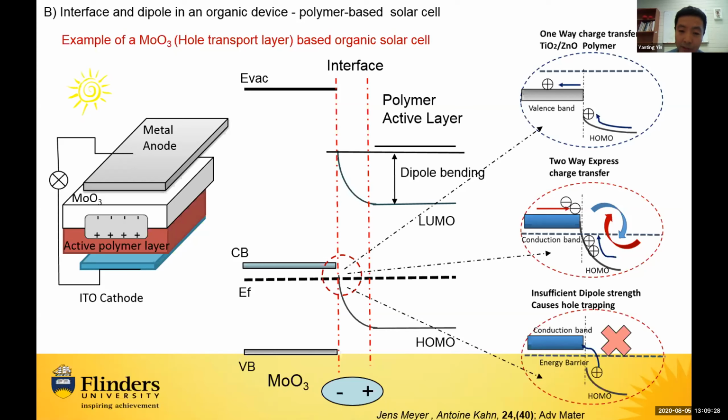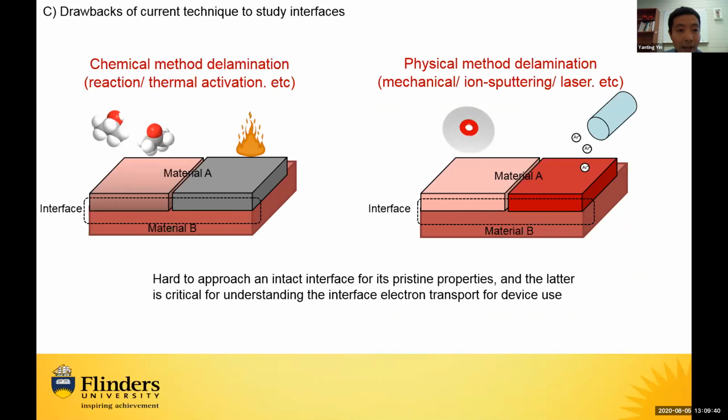So studying the interface will be very critical to the fundamental mechanism of charge transport for organic solar cell performance. Those are some examples of the current technology I have used to study the interfaces. However, both of them have quite a few drawbacks. For example, chemical removal or mechanical polishing or argon sputtering try to remove material A from material B and then investigate the interface.